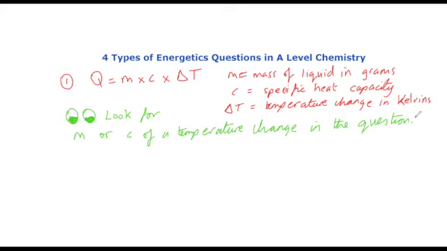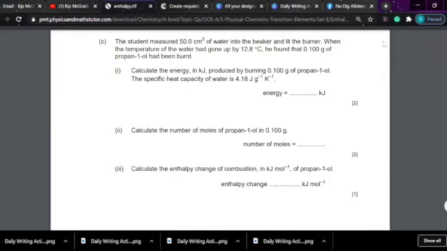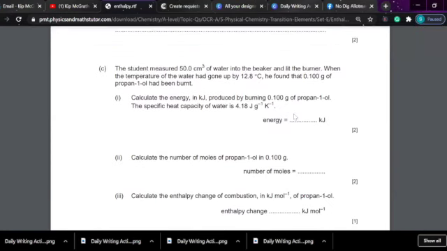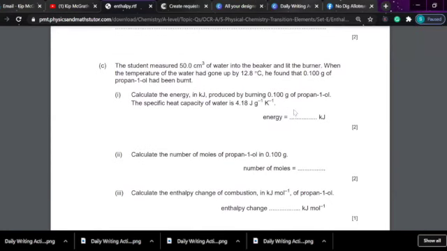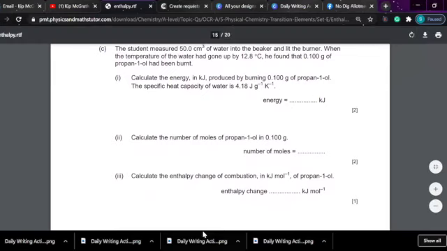So I'm going to show you now, by changing the screen, an example of a question which involves specific heat capacity. And it will come up in just a minute. Okay, there it goes. So this is part of the question, and this is part C. This is taken from a real exam paper.